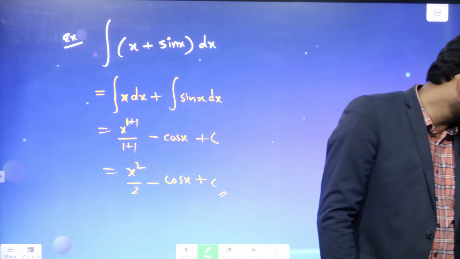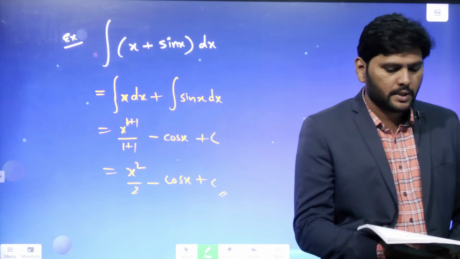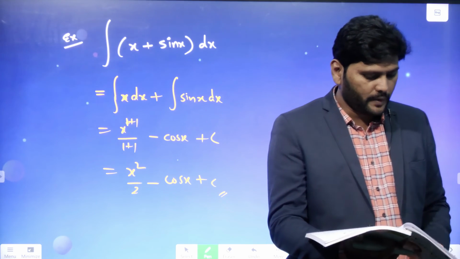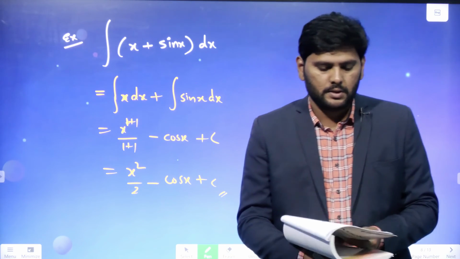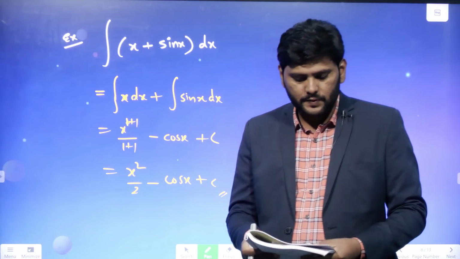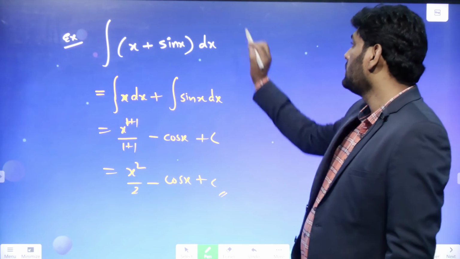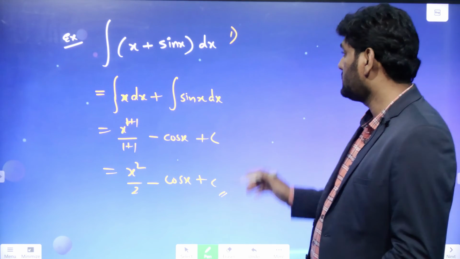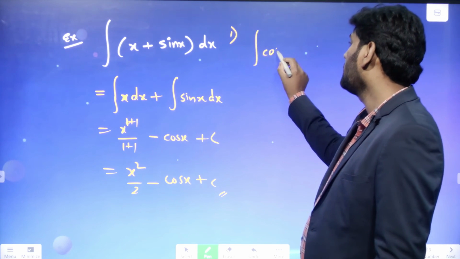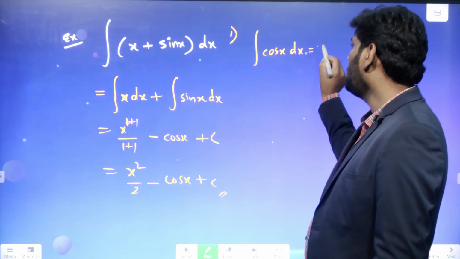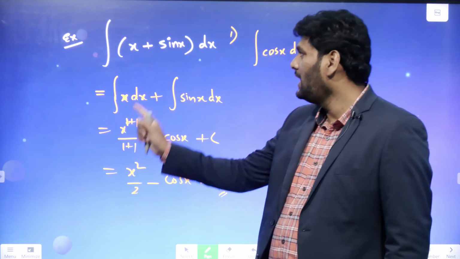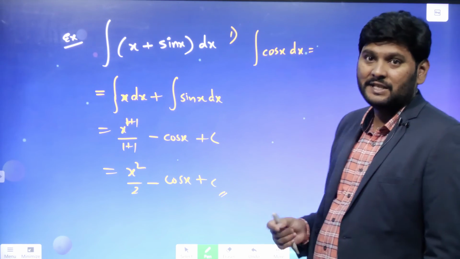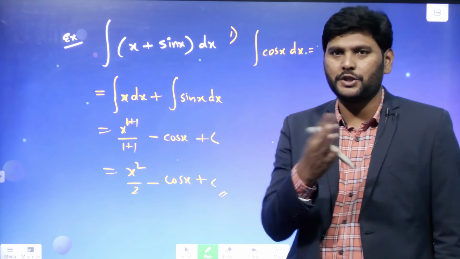Now I'll give one question to you. You can open page number 18 from your material. Look at the first question. They have given integral cos x dx. You know, integral sin x is minus cos x, but here cos x integration is simply sin x, the opposite of it.